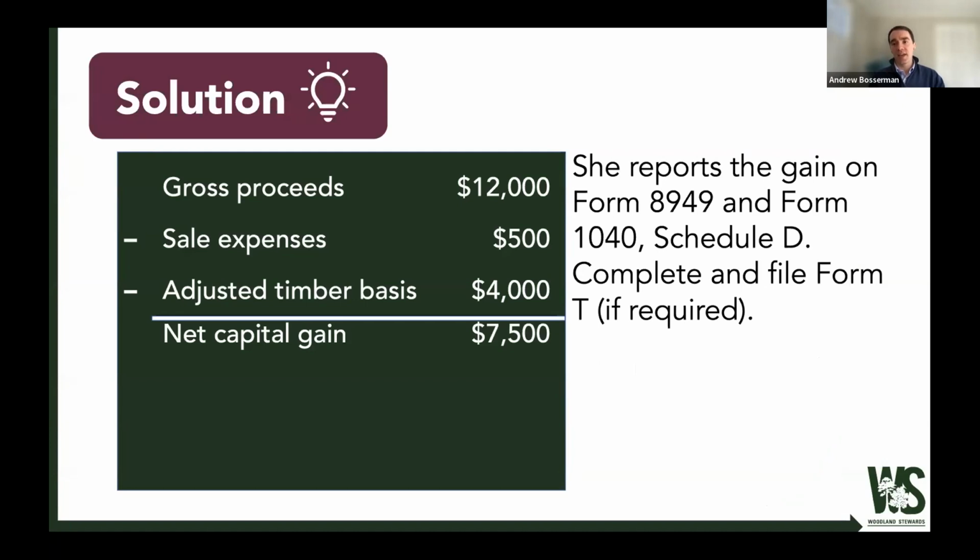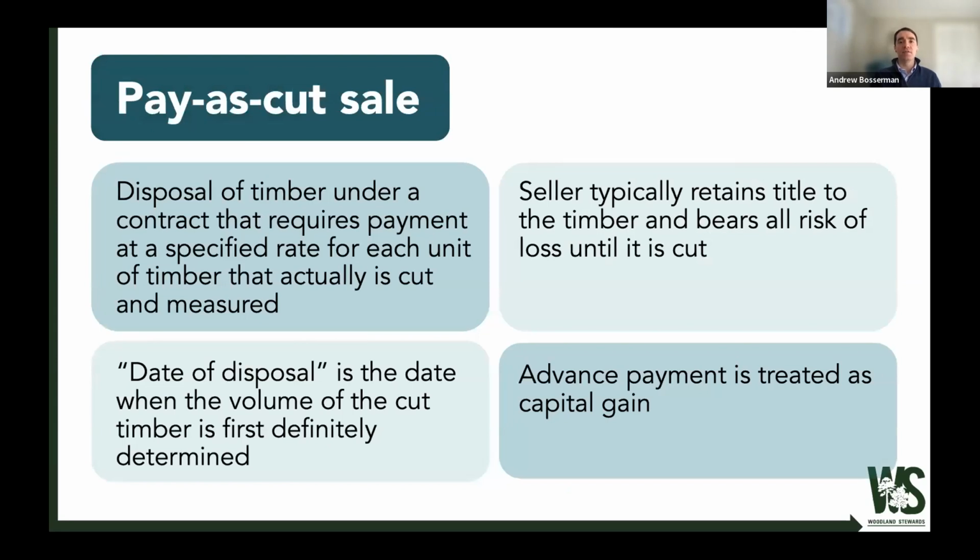And she's going to report this gain, like I talked about, on Form 8949, which flows through the Schedule D and then to the tax return to get taxed. And then she should also complete Form T and file it if she's required. So that's the end of lump sum sales, and I'm going to quickly talk about pay-as-cut sales.